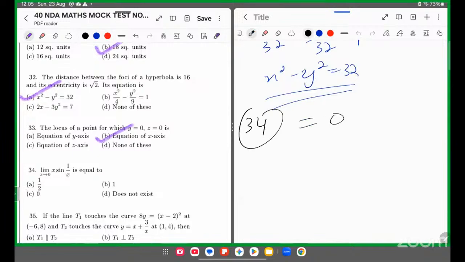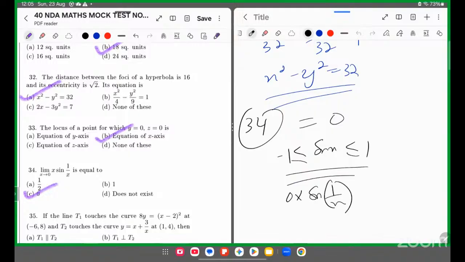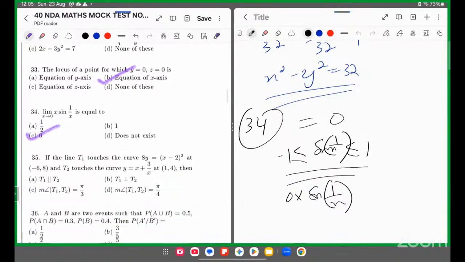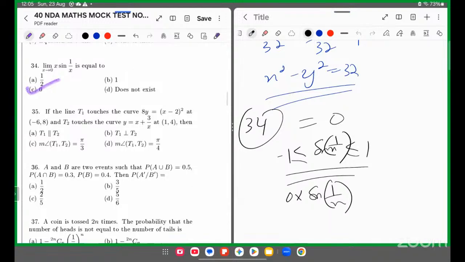Option C, because sine is between 1 and minus 1. So you are actually doing 0 into sine 1 by x. Sine 1 by x is also between minus 1 and plus 1. Because if you put any value of angle, the range of sine is always between minus 1 to plus 1.